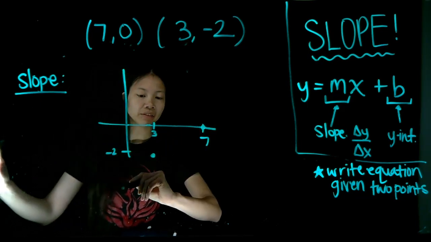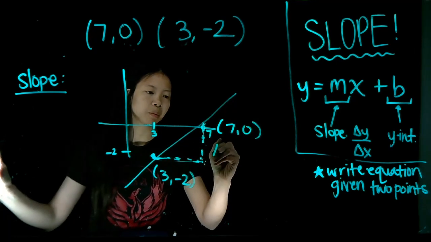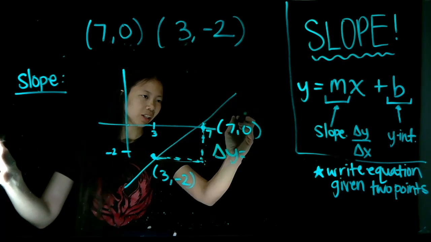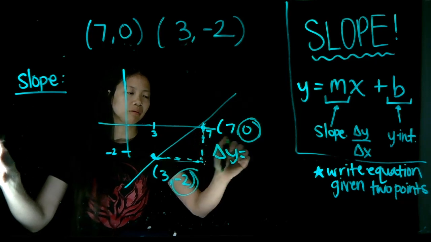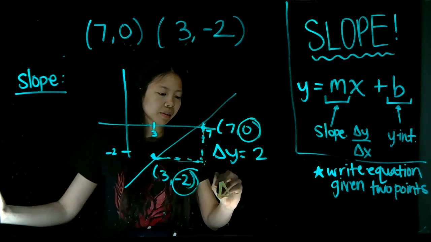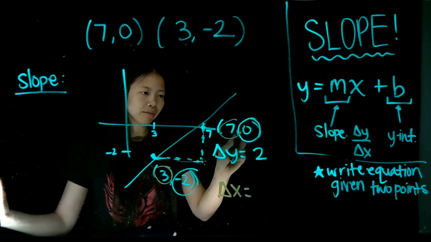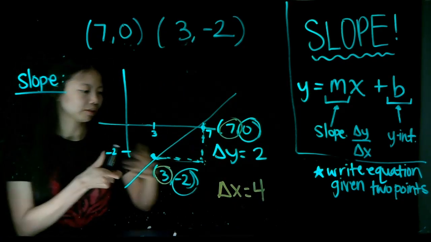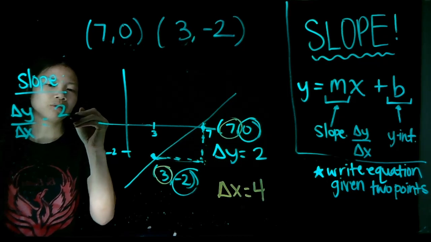I could graph these points and then try to find the slope triangle that makes these points. Remember, my change in y is the same as the difference in my y values. So I can just look at my y values here, 0 and -2, and figure out how far apart they are. Well, they are 2 apart from each other, right? Or I could look at my x values and ask myself, what is my change in my x values? So I'm going from 3 to 7, and so that is a difference of 4. So if I'm writing my equation over here, I know my slope is my change in y over my change in x, which is the same as 2 over 4.